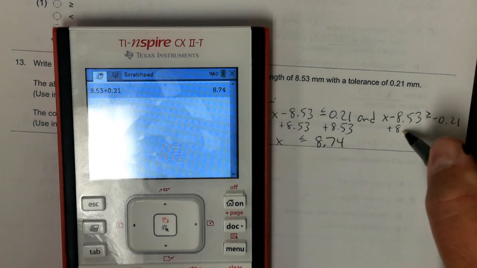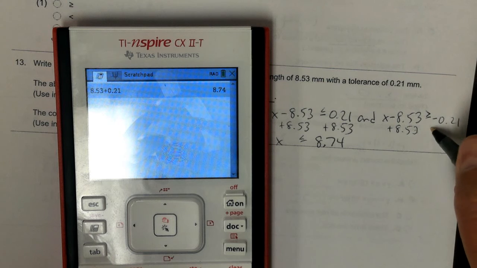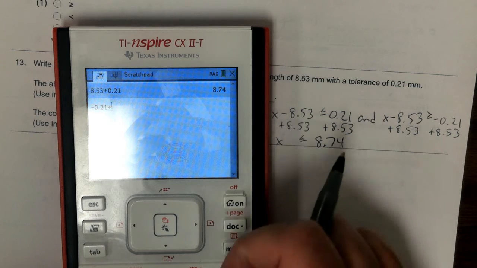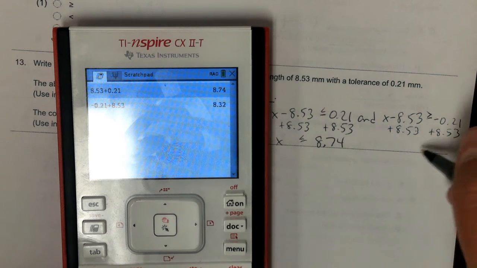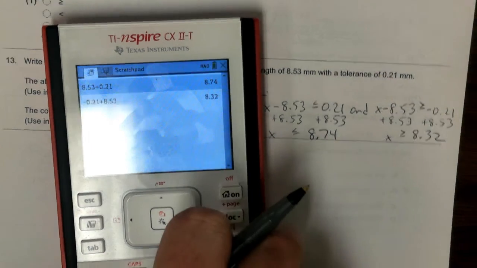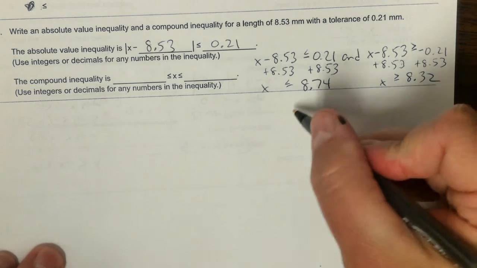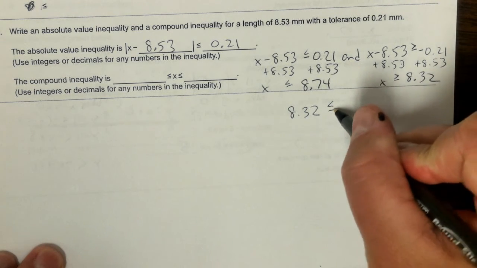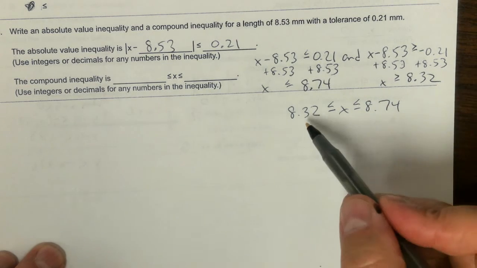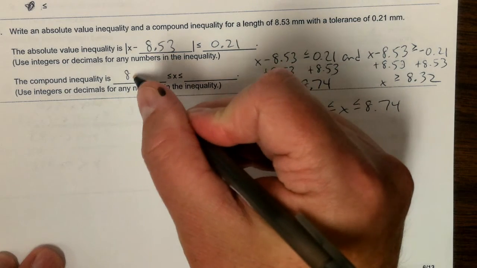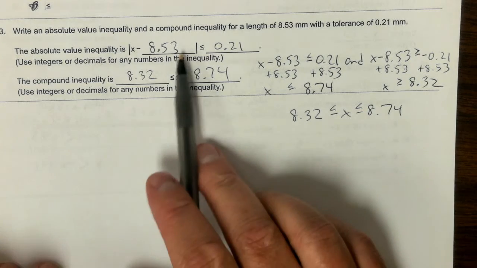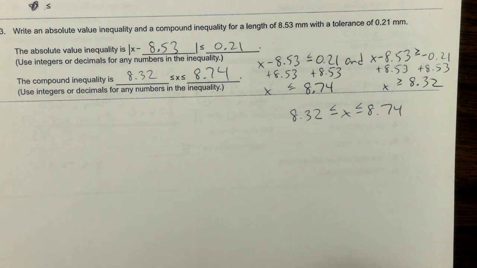And on this side, negative 0.21 plus 8.53, x is greater than or equal to 8.32. So think of it as 8.32 less than or equal to x less than or equal to 8.74. So 8.32 and 8.74. So don't just bring this number and that number down.